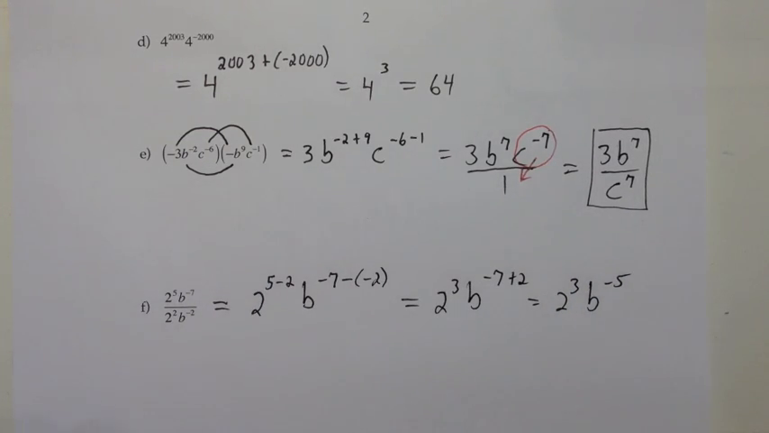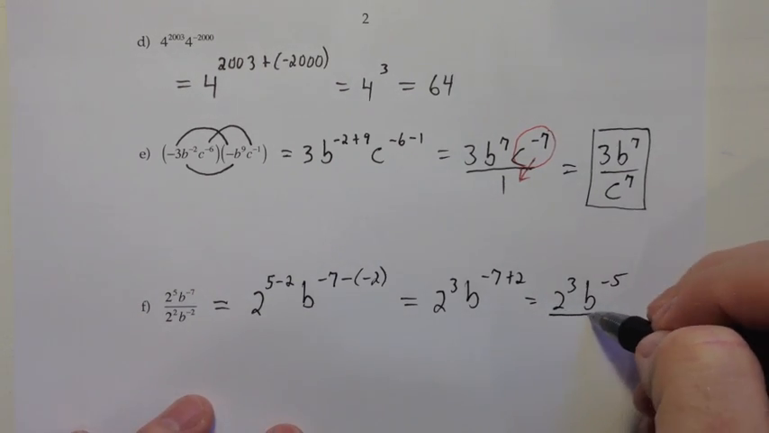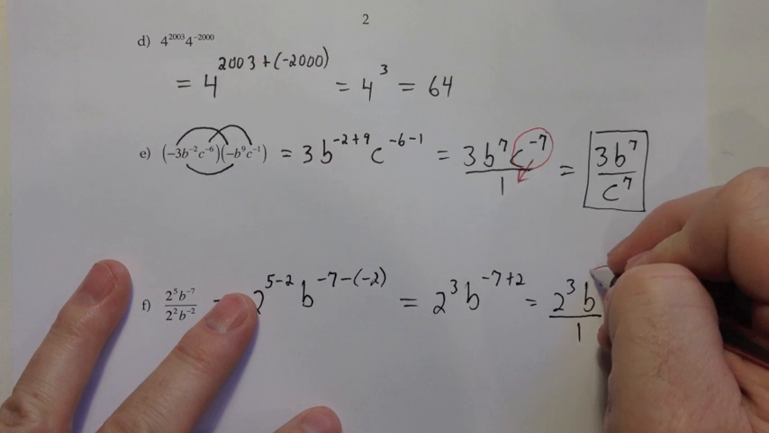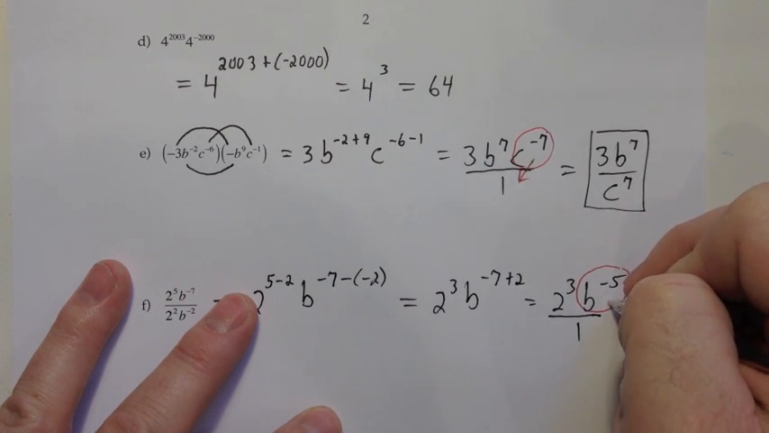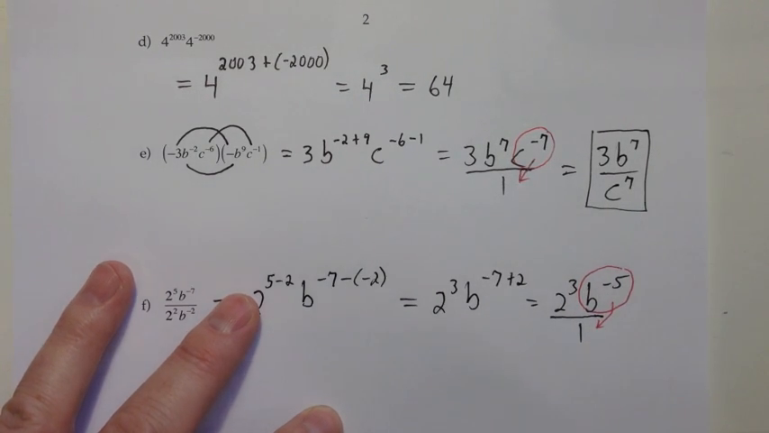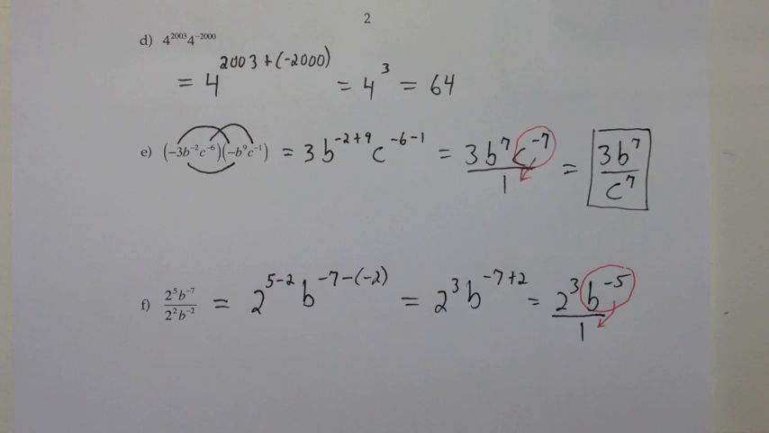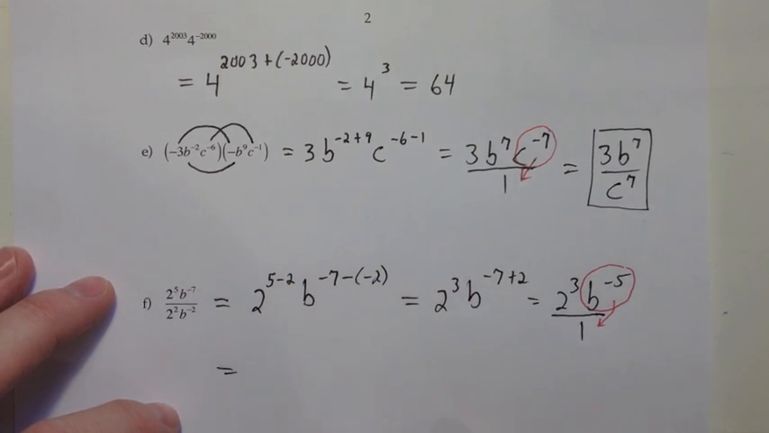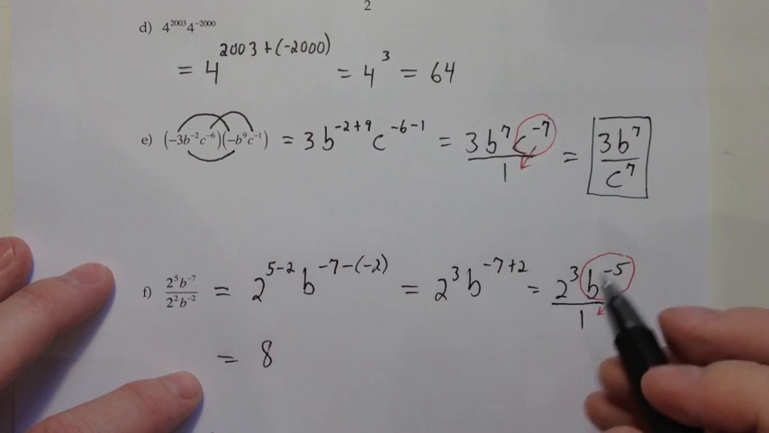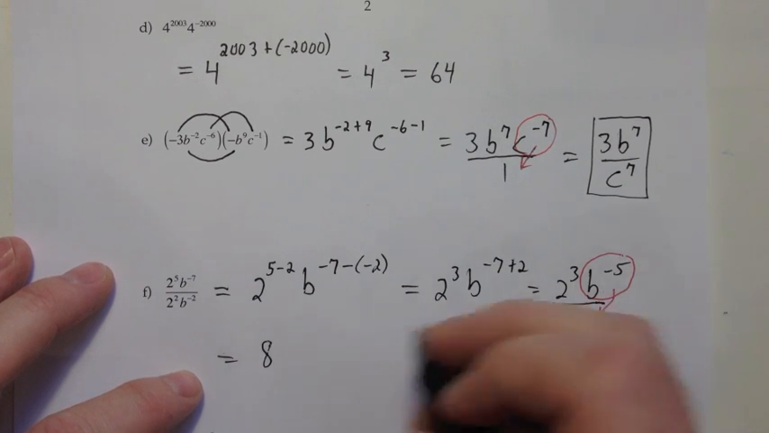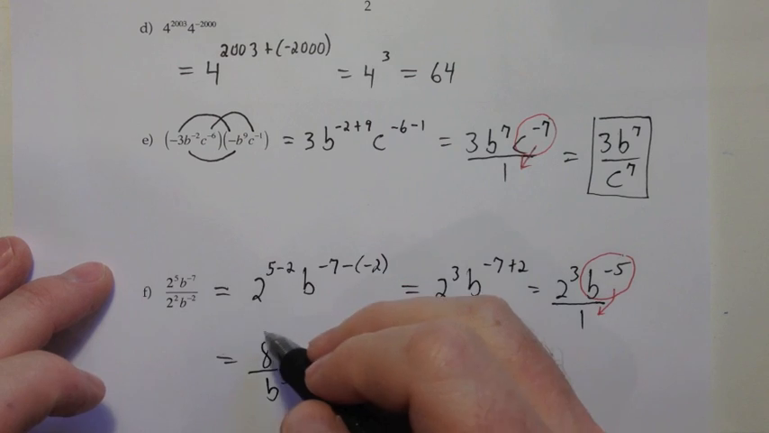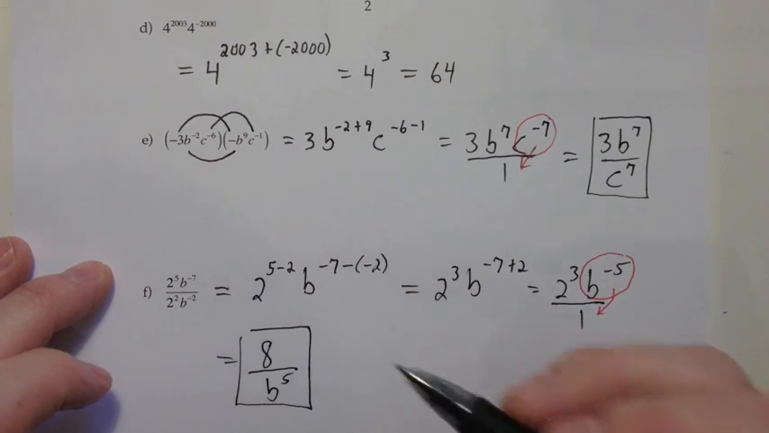So a couple reasons this isn't simplified yet. One of them is the negative exponent, so I'm going to put this over 1. And I'm going to take this piece in the numerator with the negative exponent and move it down to the denominator. And the other reason this isn't considered simplified is the 2 to the 3rd can be worked out. So 2 raised to the 3rd power would just be 8. And then that b to the negative 5, we said we're going to move that down to the denominator, and it would become a positive 5. So that would be our answer.